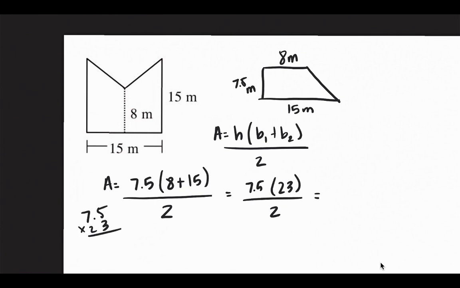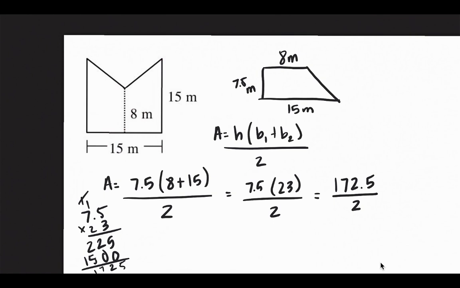Okay, so we have 5 times 3 is 15. 3 times 7 is 21 plus 1 is 22. Move to the next place value. 2 times 5 is 10. 2 times 7 is 14 plus 1 is 15. And then we'll add those together. Sorry, I'm trying to do this in the tiniest little spot ever. And we'll get 172.5, and then divided by 2.